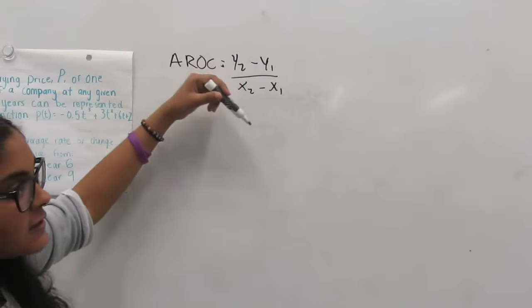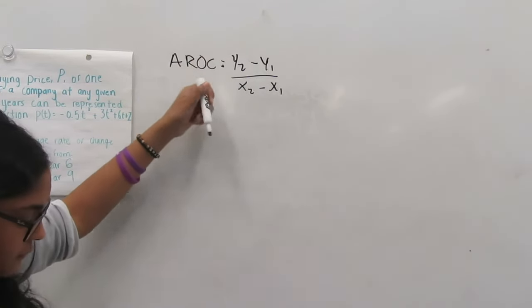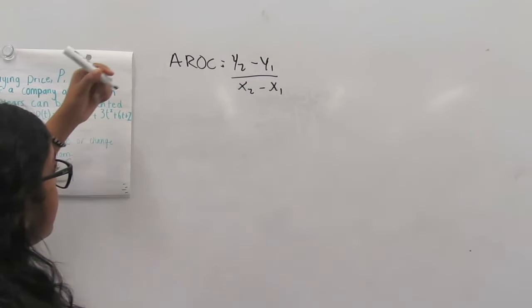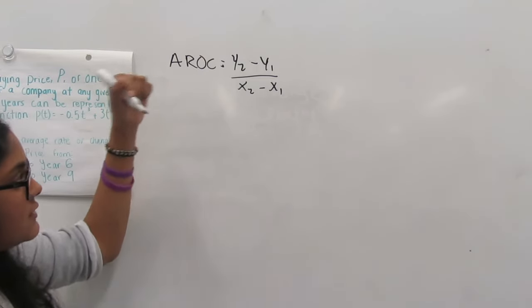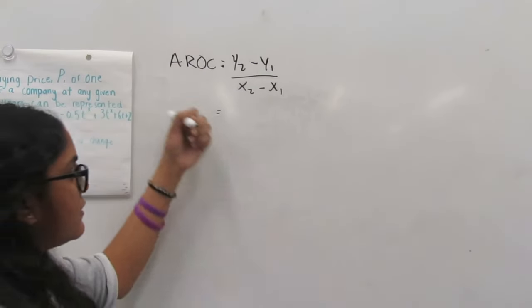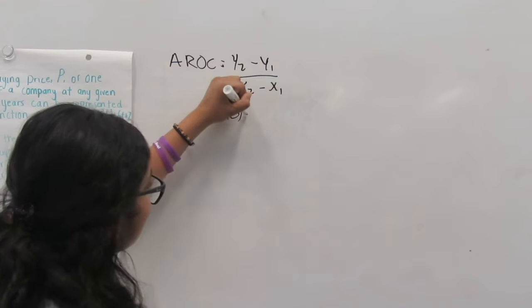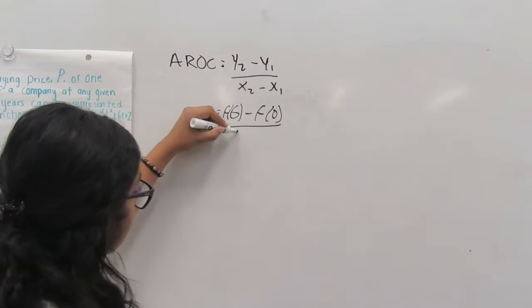So, the formula to solve this question is AROC is equal to the difference in y over the difference in x. So, y2 minus y1 over x2 minus x1. So, your y2 is year 6, and your y1 is year 0, because year 6 is what you're ending off with, and year 0 is what you're starting with. So f of 6 minus f of 0 all over 6.